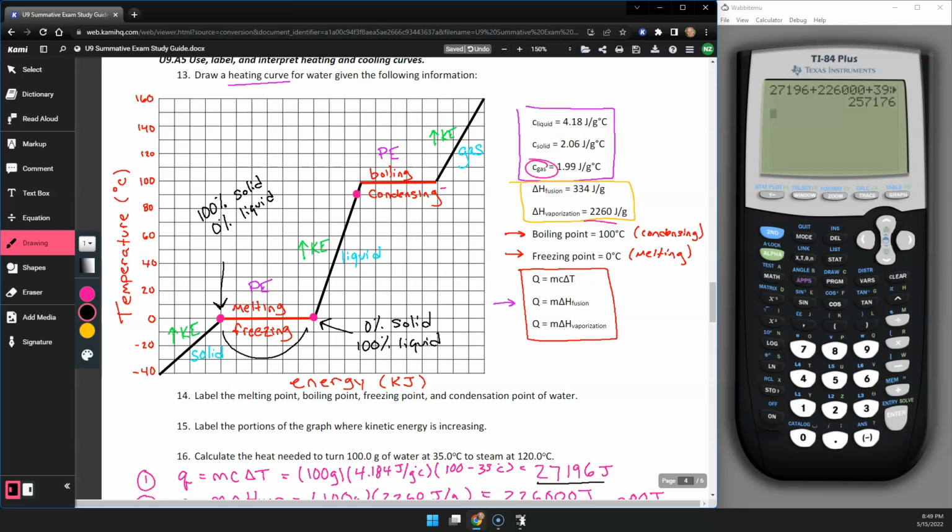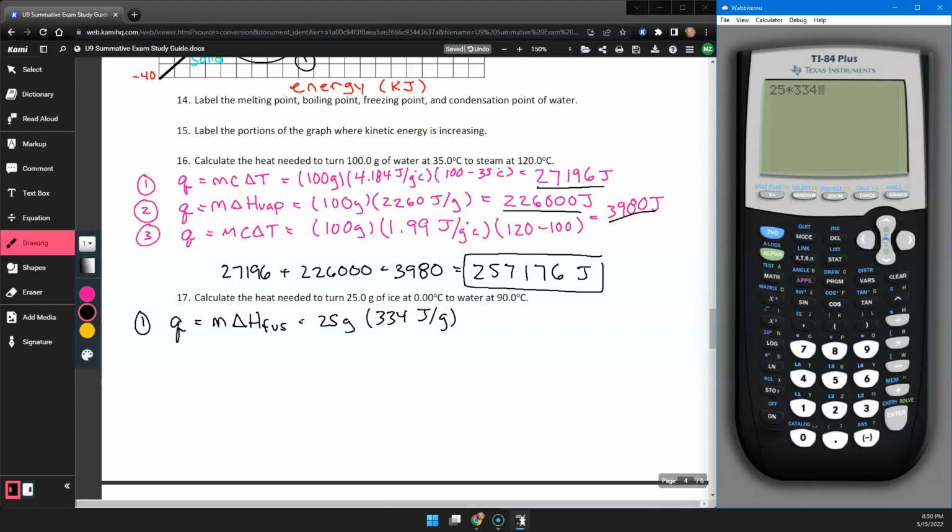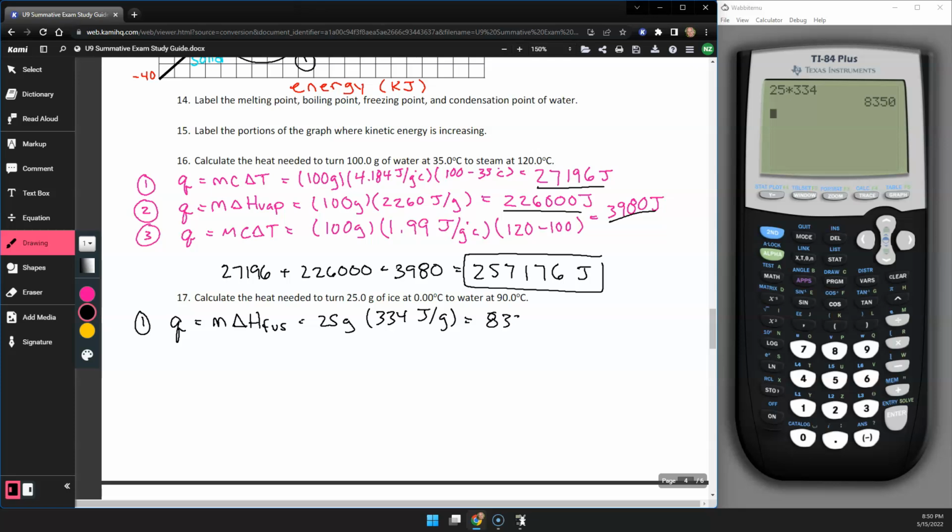Okay, so we're going to need one calculation to complete the phase change, and then a second calculation to raise our temperature up to 90 degrees. For our first calculation, we are phase changing. So it's going to be the mass times our delta H, and I'm going to say it right this time, fusion, okay, like the Terminator. So we've got 25 grams of ice, and we need that delta H value for fusion, which is 334 joules per gram. If I do that on my calculator, 25 times 334 gives me 8350 joules.